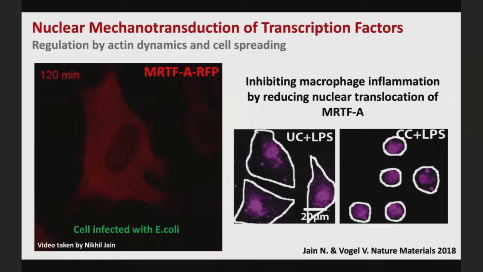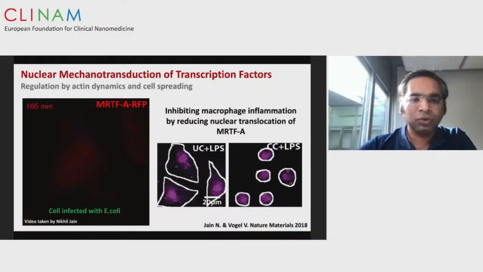So before activation or before an infection, you can see that MRTFA was in the cytoplasm, but as soon as the activation starts, or as soon as the actin polymerization starts, MRTFA translocates to the nucleus and gets accumulated. And this accumulation results in increasing the expression profile of all the downstream pro-inflammatory genes.